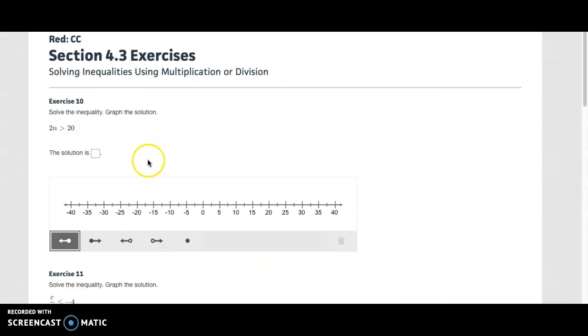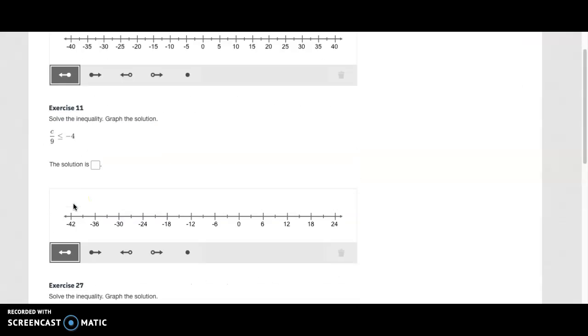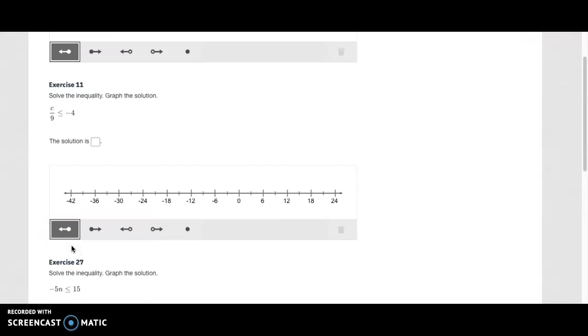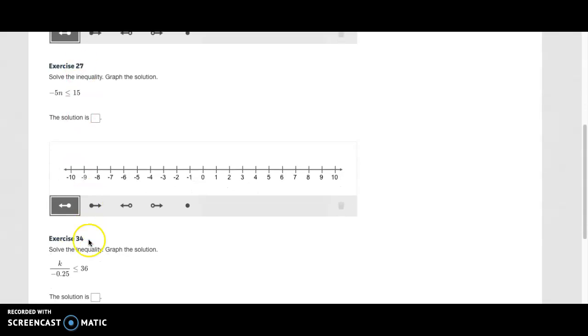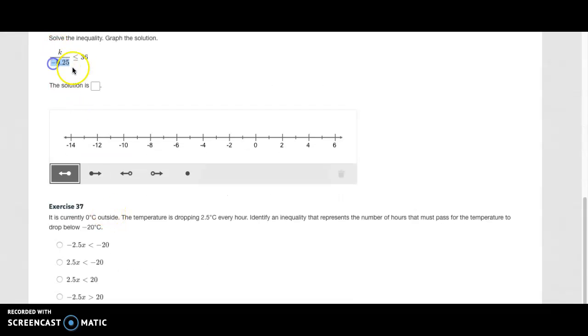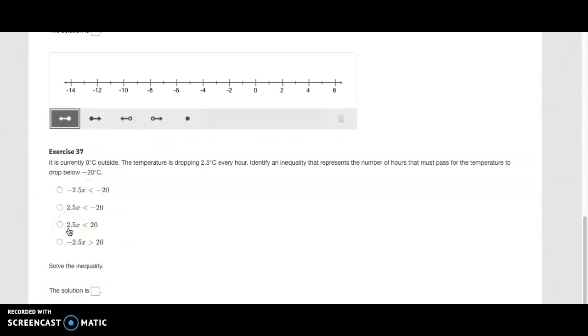So the big ideas assignment looks like this. You've got 2 problems that do not have a negative with the variable, so you don't have to worry about flipping the inequality symbol in your answer. And then there are 2 problems that have the negative with the variable, so you will have to flip the direction of the inequality symbol. This one, use a calculator, you can do it. And then there is only 1 word problem.